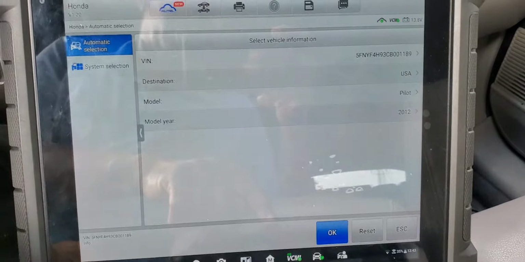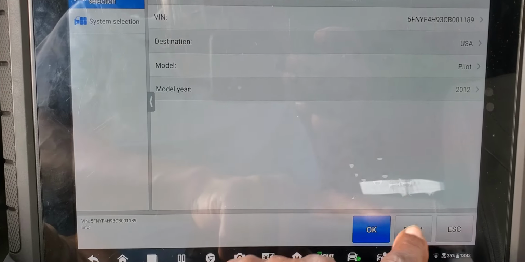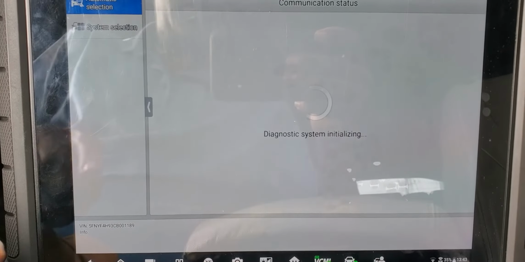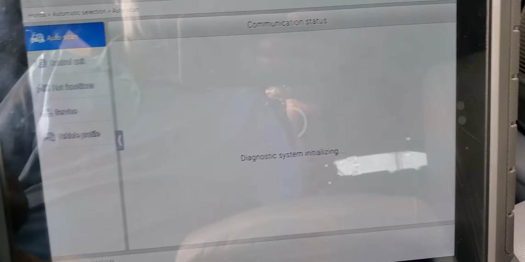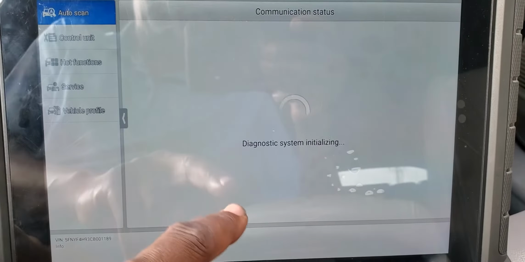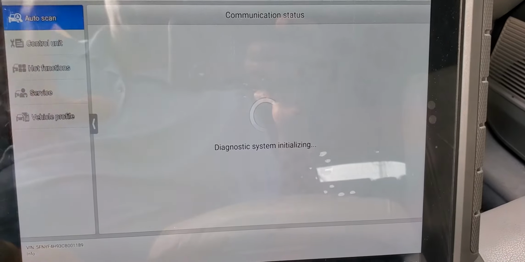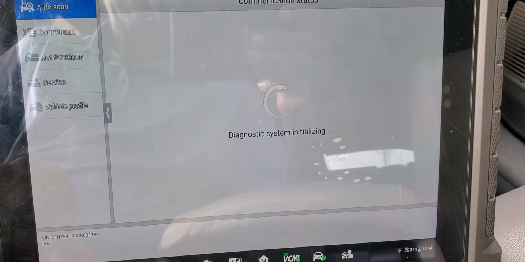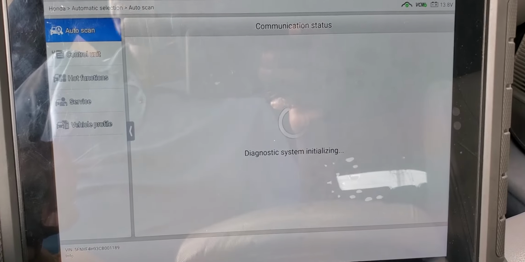So this is 2012. You see, 2012 Pilot. What you need to do, I'm going to go to OK. If this is the car, I will see OK. Now it will give you a topology system. Topology means that you're going to see all the computers connected together. You can diagnose all the car, and then you can go to hot functions.